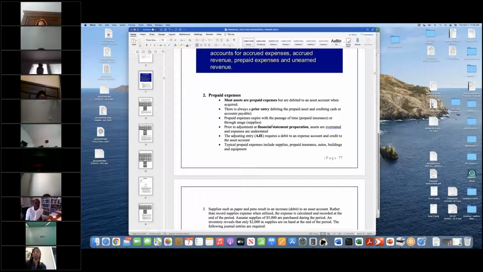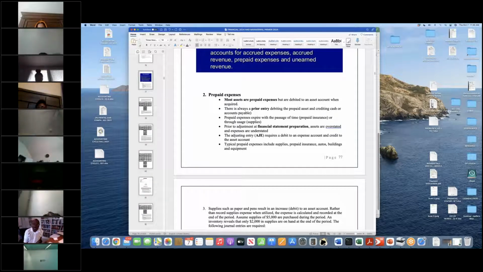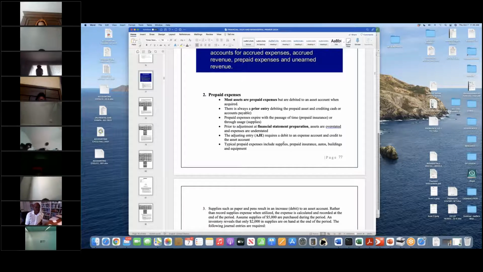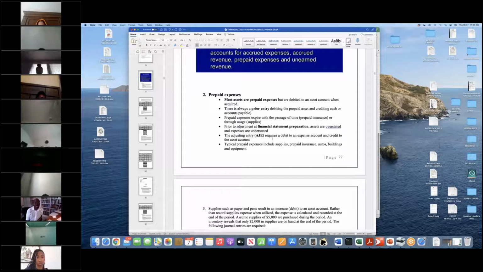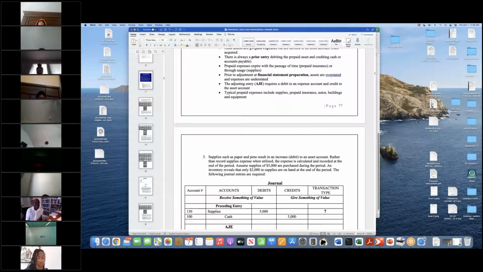If you don't make the adjusting entry, just like with those supplies, the assets are overstated and the expenses are understated. If you don't transfer out from supplies or any other asset account, the asset is overstated, expenses are understated. So the revenue is overstated. So we have to make an adjusting entry. We're going to debit an expense account and credit the appropriate asset account. Let's start with supplies.